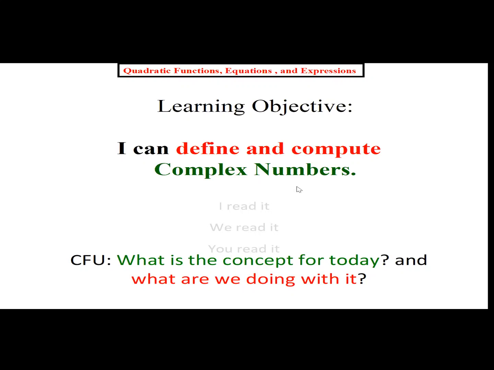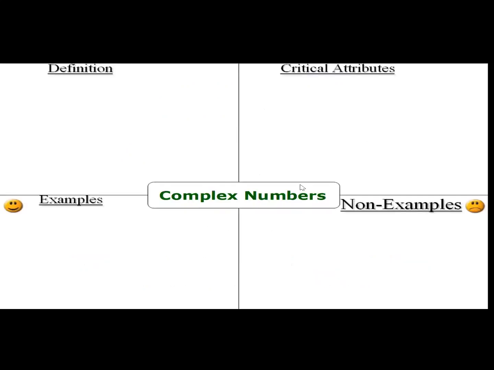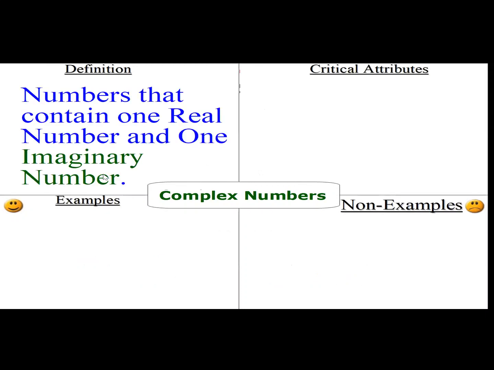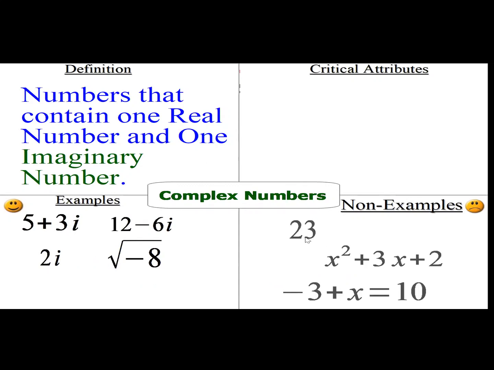But what are complex numbers? Let's define that in our Frayer model. Here we go. Complex numbers are, definition, numbers that contain one real number and one imaginary number. Examples: 5 plus 3i, 12 minus 6i, 2i, and square root of negative 8. Non-examples: 23, then we got x squared plus 3x plus 2, and negative 3 plus x equals 10.